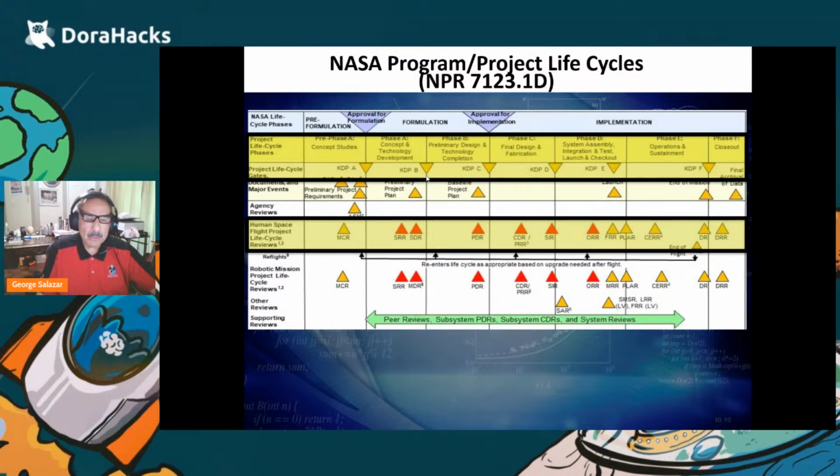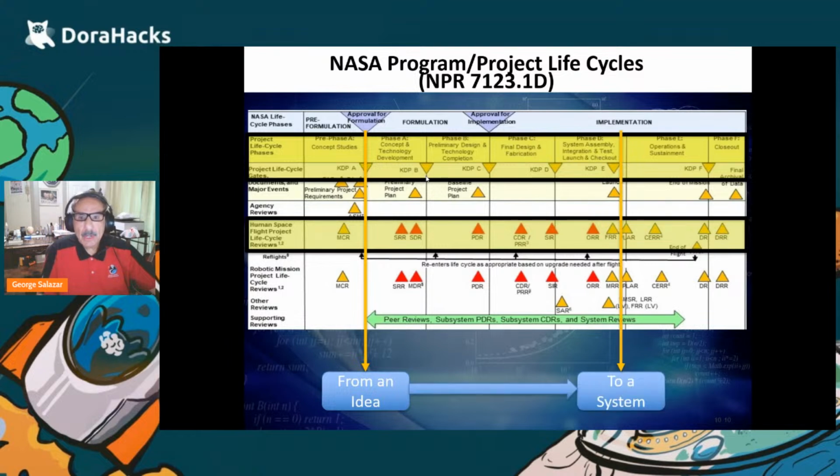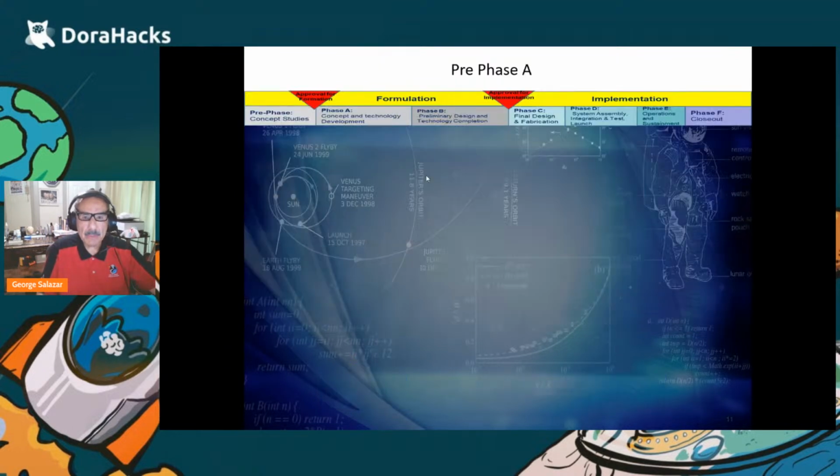You don't want to go into the next phase with a whole slew of unresolved problems that could impact you later during your development and implementation phase. So we go from an idea, approval of the formulation, to implementation, to the actual final system design.